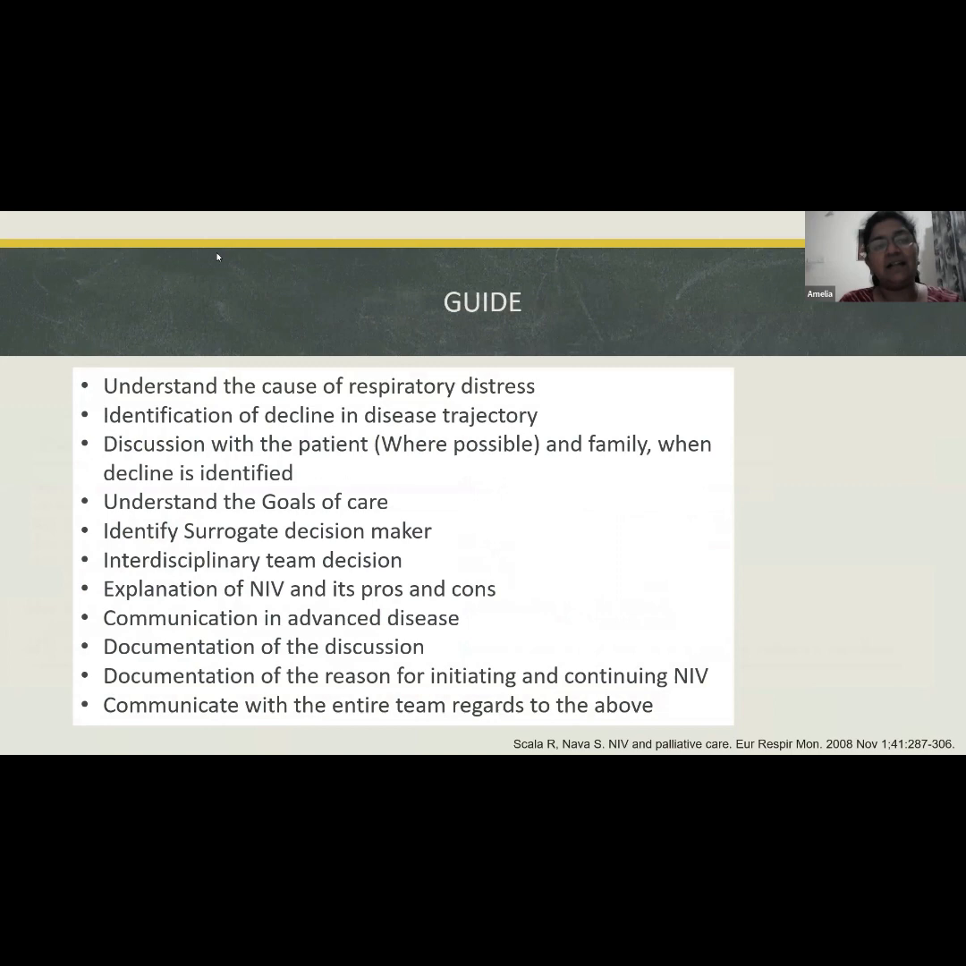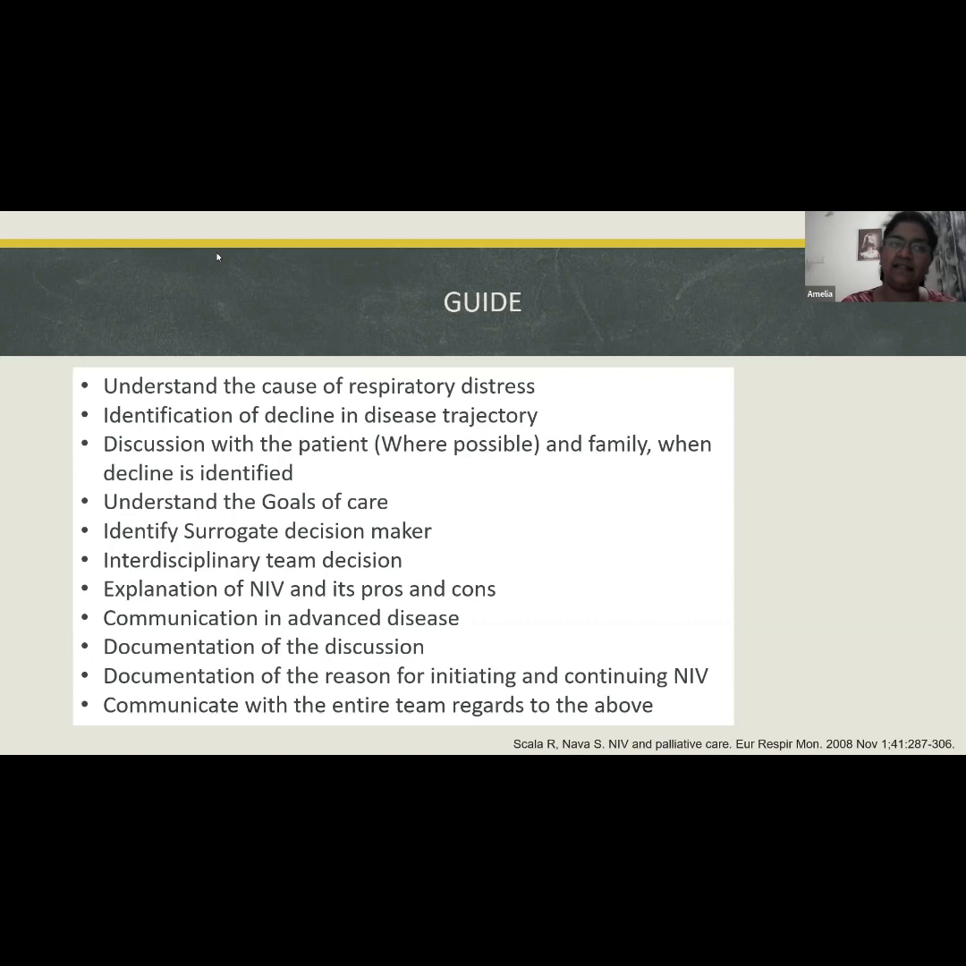And we are more than capable of doing it if we sit in an interdisciplinary manner and make a protocol for each of our hospitals. If we could get together as one and make it, it would be wonderful, because the literature out there is not that evidence-based to help guide us with clarity at the end of life.